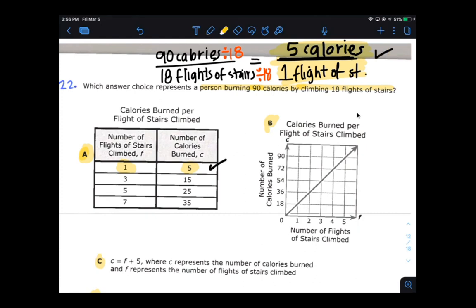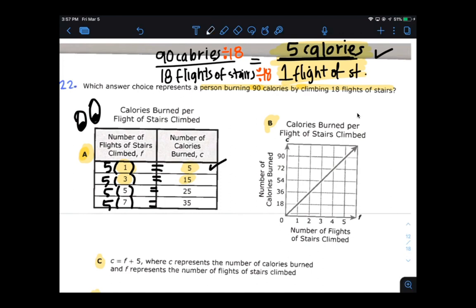Then if you climb up 3 flights of stairs, obviously it's 15. Our unit rate is 5. 5 times 1 is 5. 5 times 3 is 15. 5 times 5 is 25. 5 times 7 is 35. Well, this looks very promising. I'm going to keep my eyes on this answer choice, right? And I'm going to just verify that the others are no good.